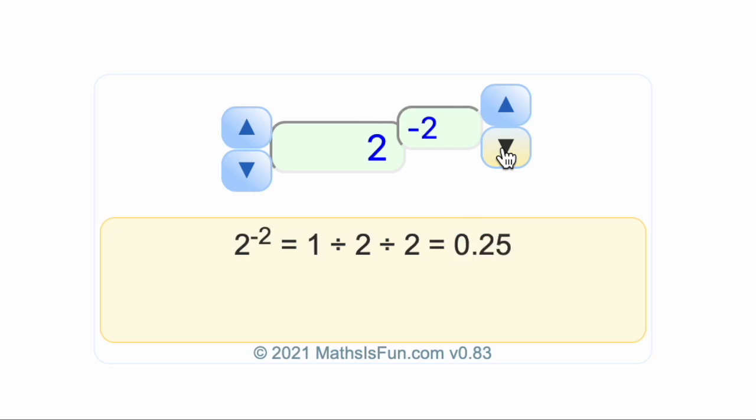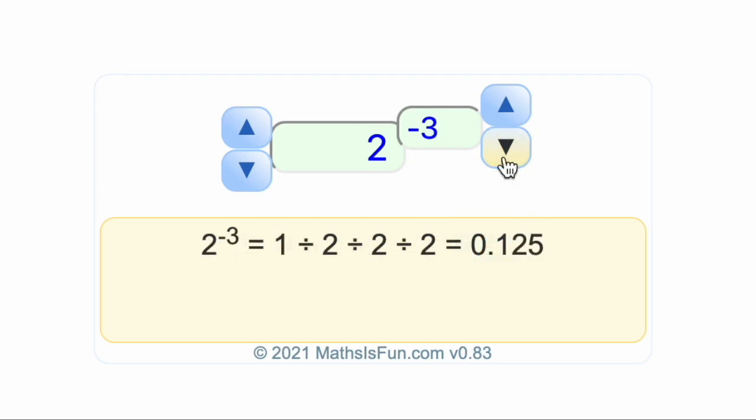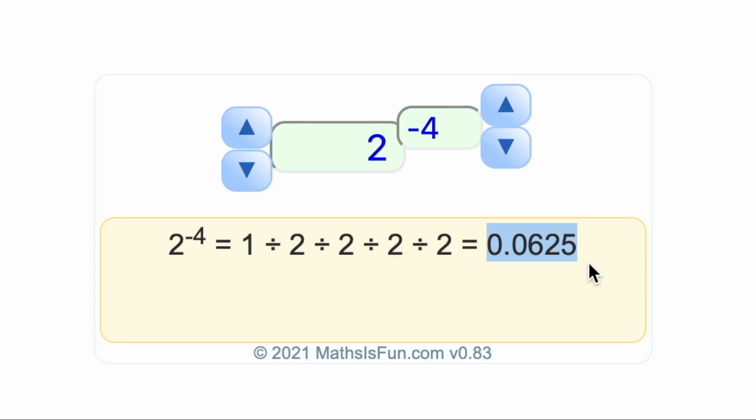1/2 divided by 2 is 1/4, 0.25, or 25 hundredths. 1/4 divided by 2 is 1/8, or 0.125, or 125 thousandths. 1/8 divided by 2 is 1/16, or 0.0625, or 625 ten-thousandths. I think you get the point.